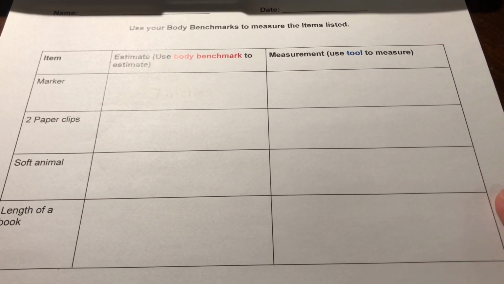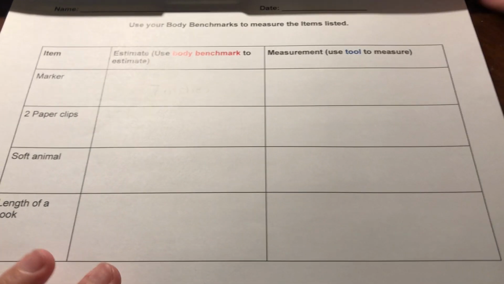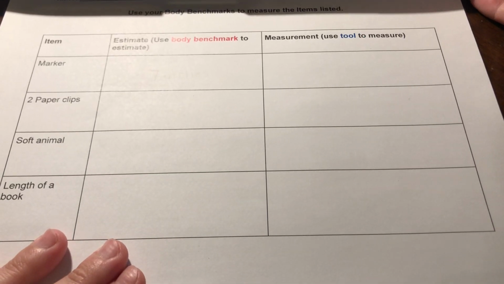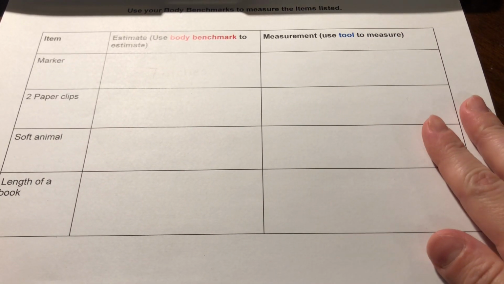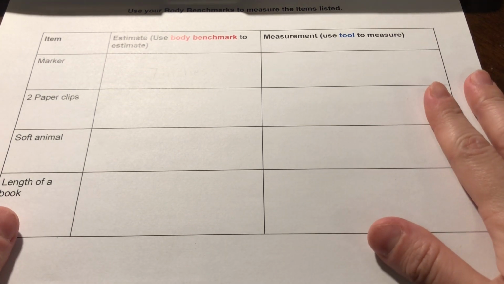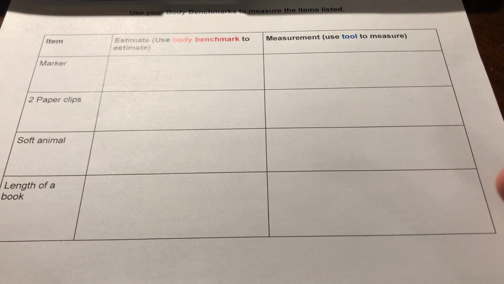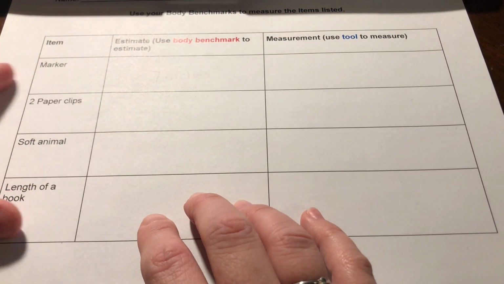Hello second graders. In this video, I'm going to show you how to complete today's activity, where you're going to use a body benchmark to estimate the length of different objects. And then you're also going to use a measuring tool to measure the object and get a more accurate measurement. So even though there's 4 listed on your worksheet, you're going to do all 4.